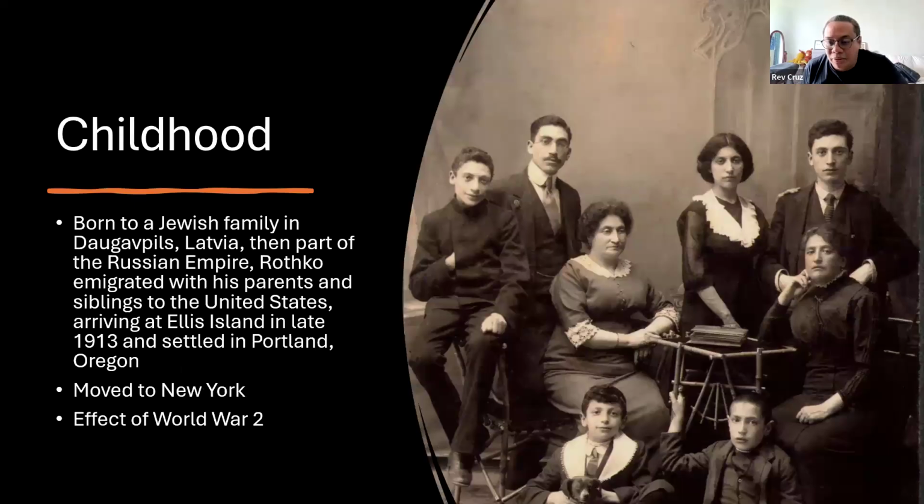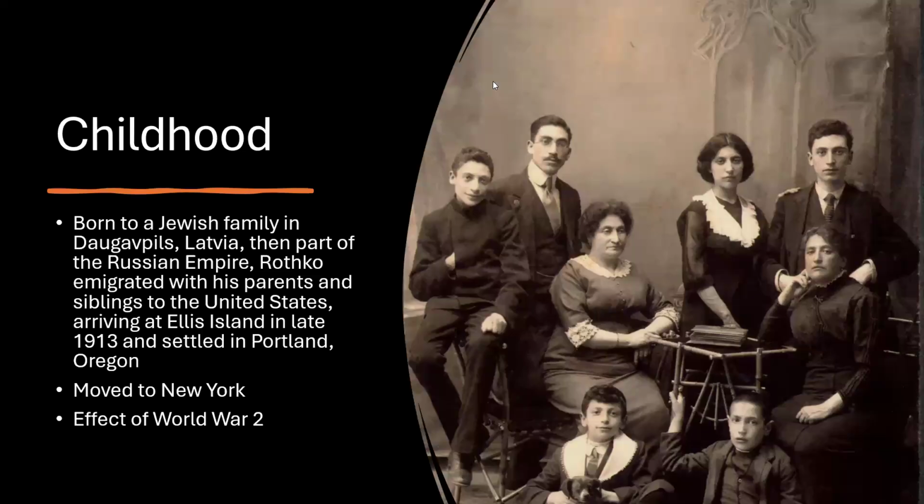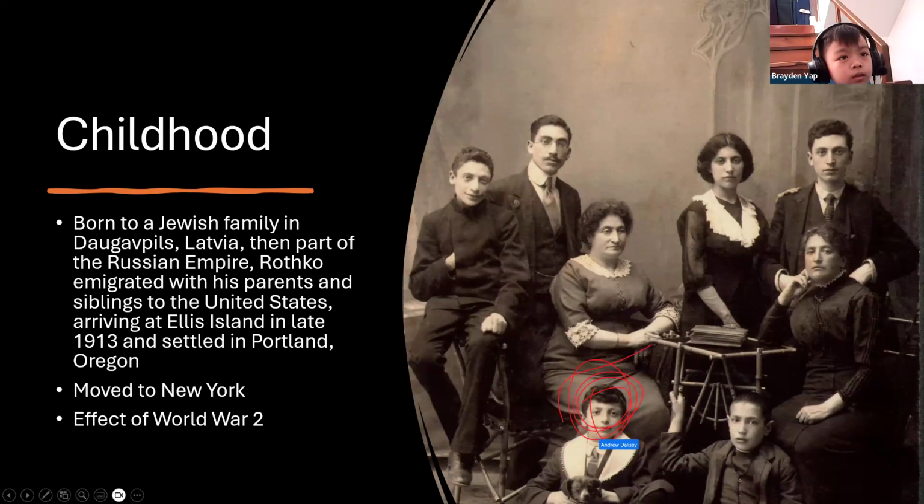Now, can you see who among this is Rothko? Can you guess? They all look alike, right? Don't you think so? The guy on the very right. No, the guy down there. Actually, the one with the red. Okay, so that's Rothko.